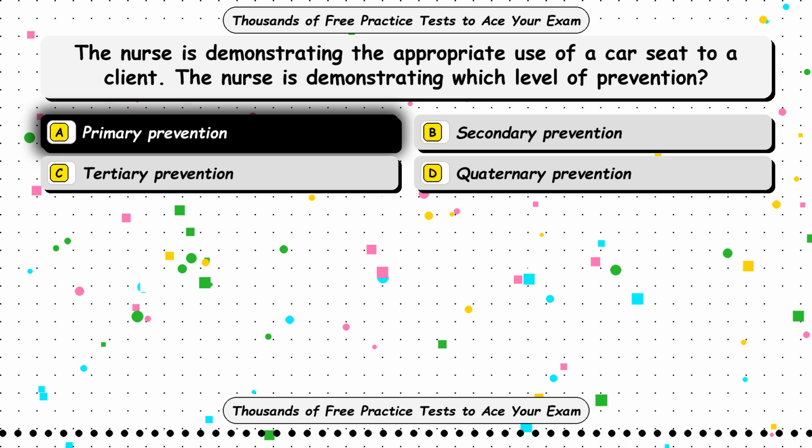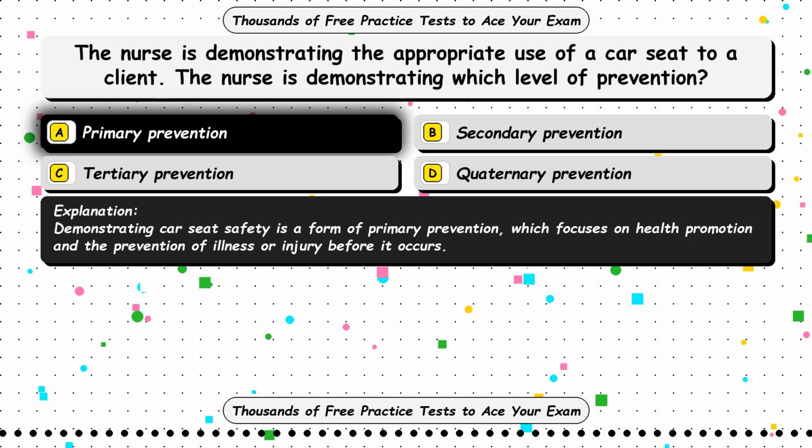The correct answer is option A, primary prevention. Demonstrating car seat safety is a form of primary prevention, which focuses on health promotion and the prevention of illness or injury before it occurs.